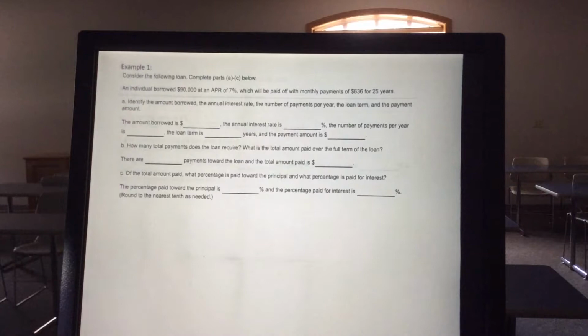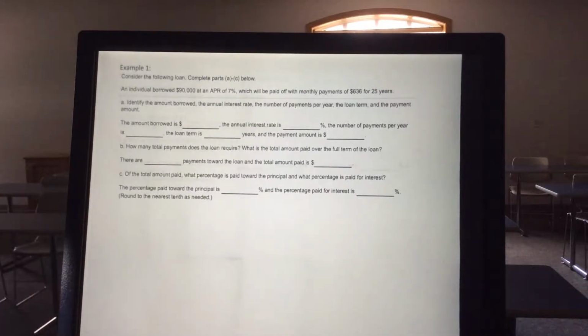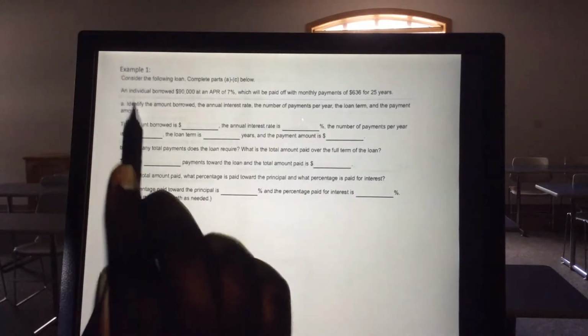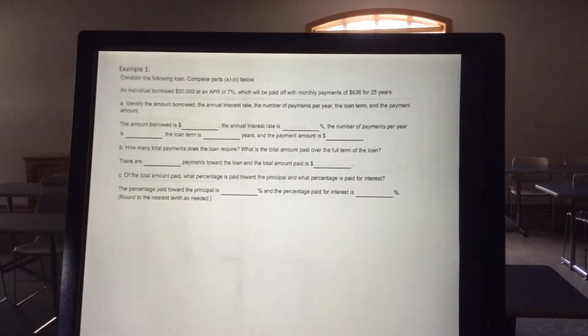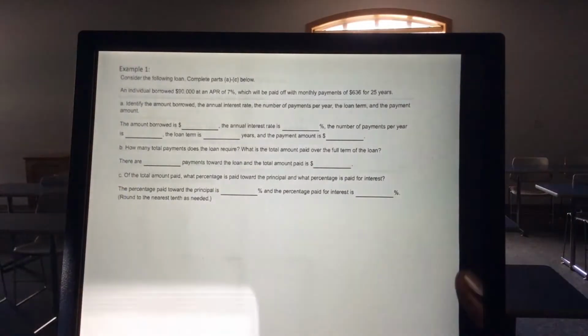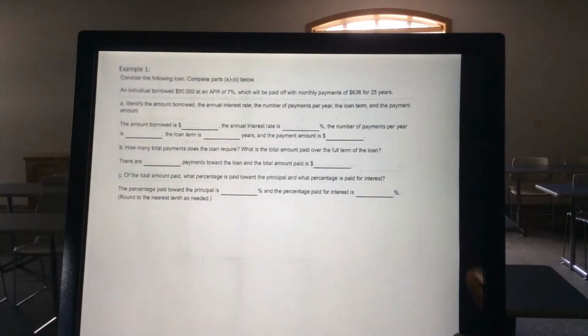So, let's consider the following loan. This is example 1, and we're going to complete parts A through C below. In this case, an individual borrowed $90,000 at an APR of 7%, which will be paid off with monthly payments of $636 for 25 years. So here, in part A, we identify the amount borrowed, the annual interest rate, the number of payments per year, the loan term, and the payment amount.